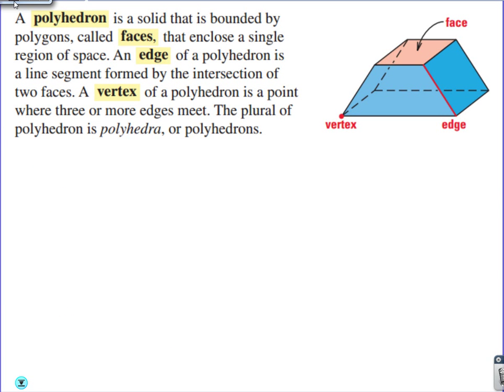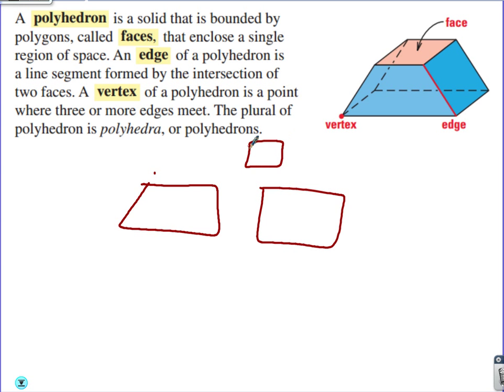Polyhedron. Poly meaning many. Keep that in mind as we do this. A polyhedron is a solid that is bounded by polygons. We talked about what polygons were last chapter. You have trapezoids, rectangles, squares, triangles. All of those are polygons.